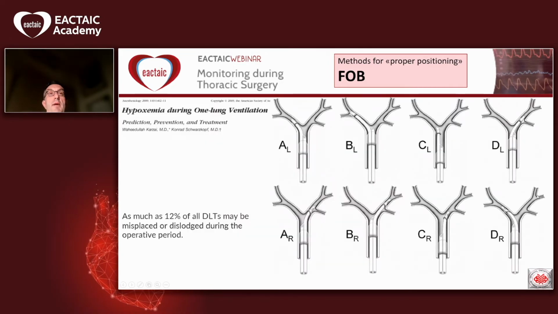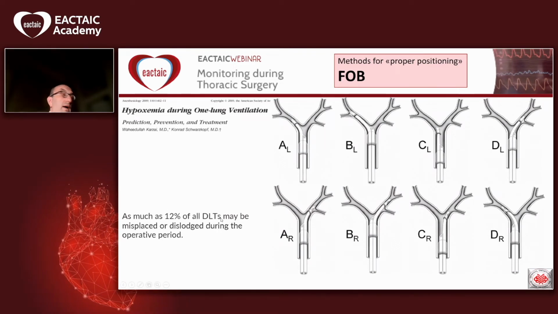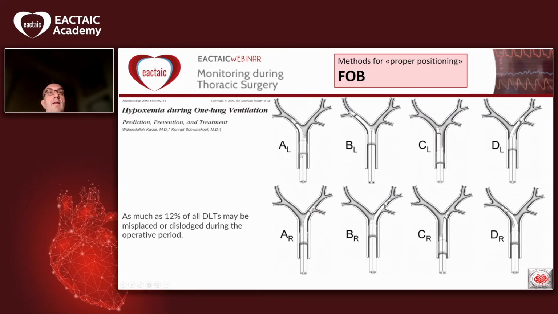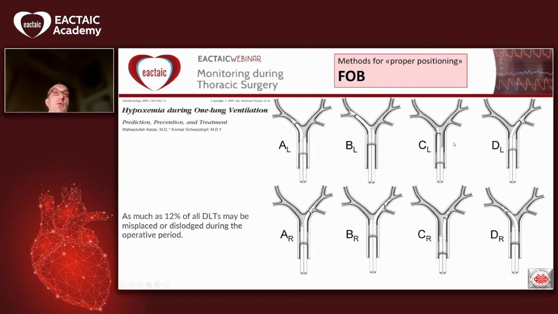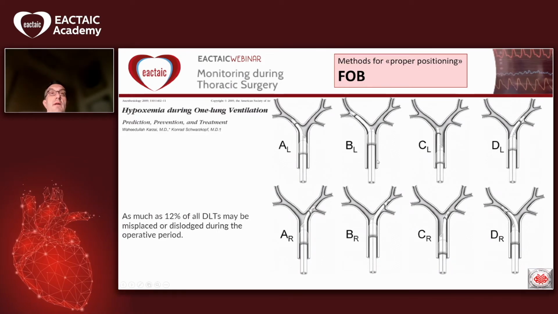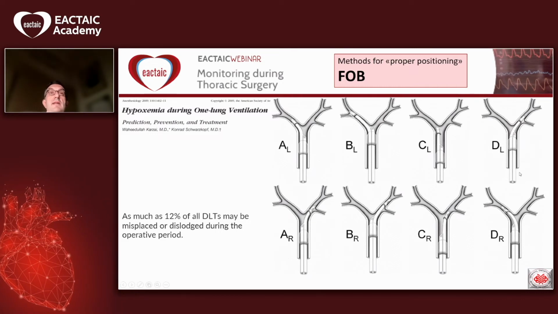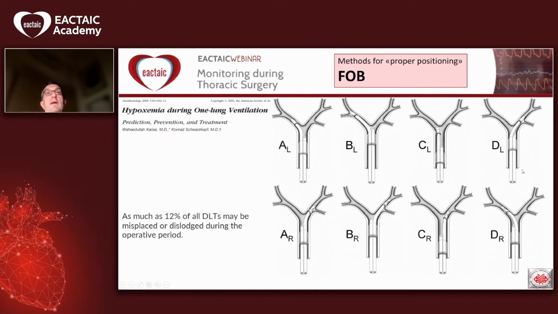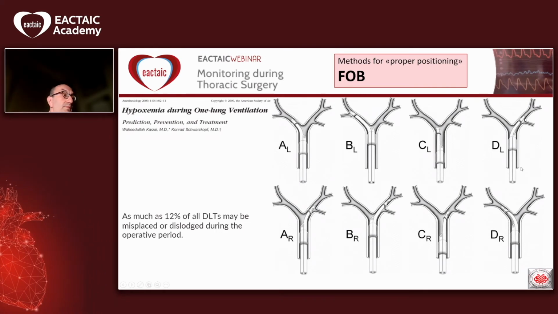This can be problematic. So this study of White Karzai, our friend, has shown that in A, we are in a proper position for both left and right double-lumen tube. In B, the double-lumen tube is too far inserted. In C, too high inserted. And in D, we have the bronchial lumen in a wrong main bronchus.